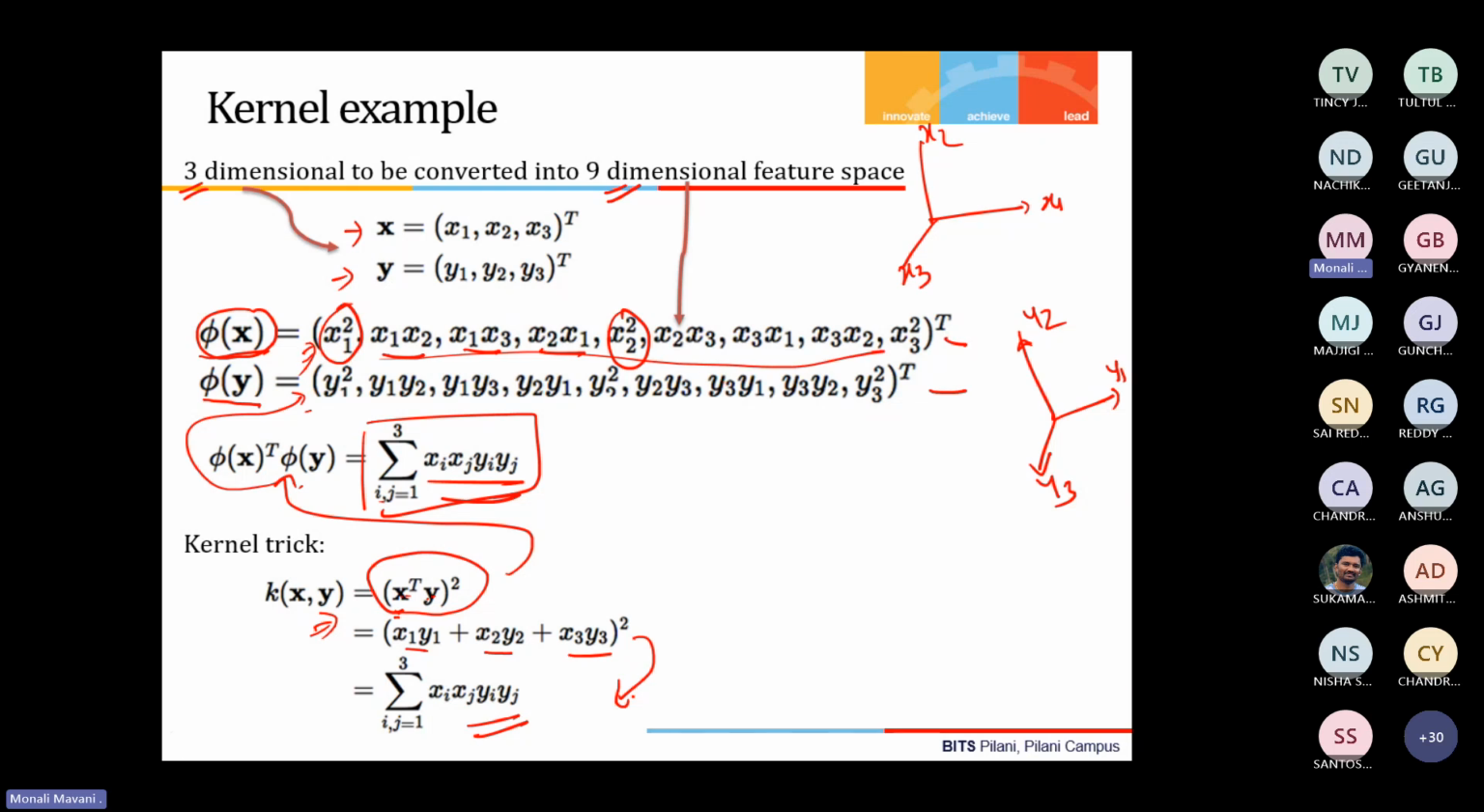When you perform a dot product of these two vectors, the number of computations required will be very high: x1 square y1 square, x1 x2 y1 y2, and so on. And in reality, the high dimensional space we are talking about is really very high dimensional. Only then can we say that in the high dimensional space our data is linearly separable.